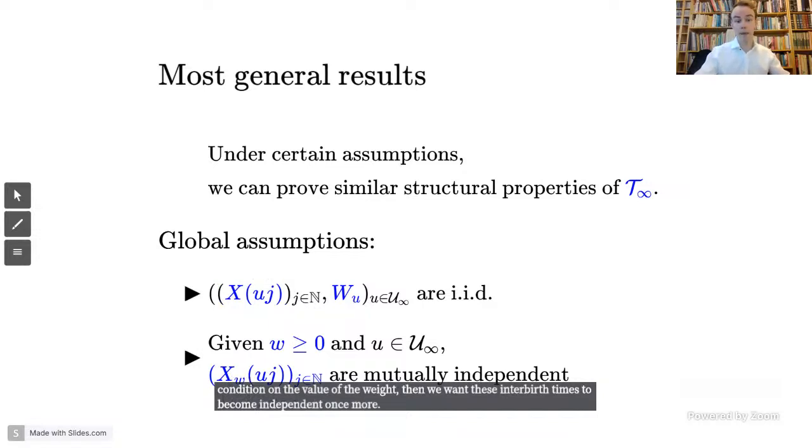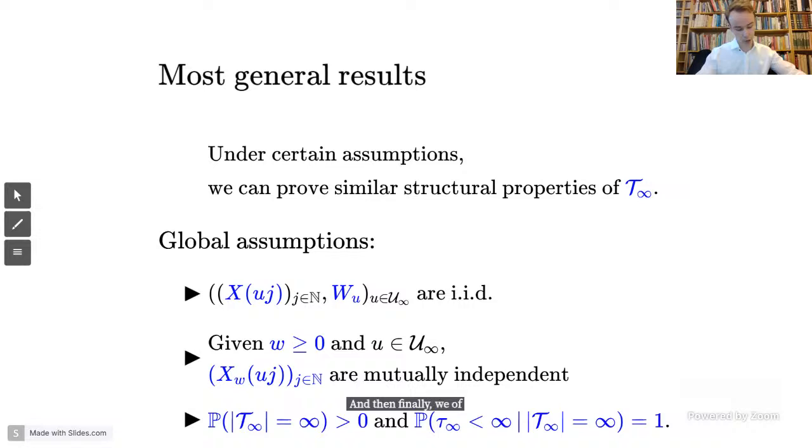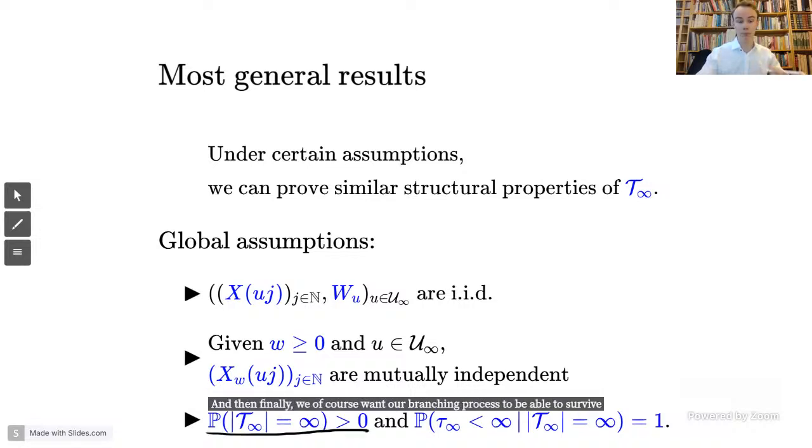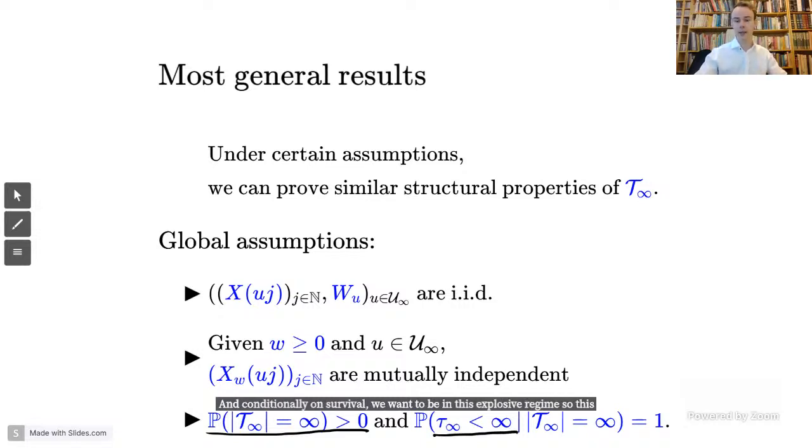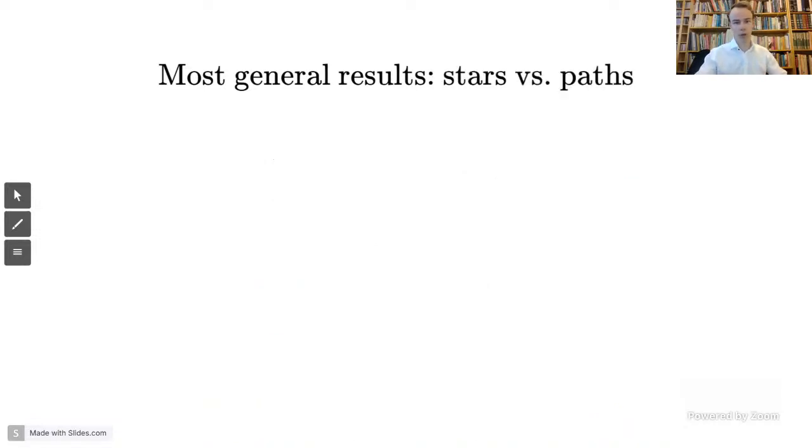And then finally, we of course want our branching process to be able to survive, to actually grow infinitely large with positive probability. Otherwise, there's not much we can say about the limiting infinite tree because it doesn't exist. And conditionally on survival, we want to be in this explosive regime. So this tau infinity, the time at which this branching process has grown infinitely large, we want that to be finite almost surely.